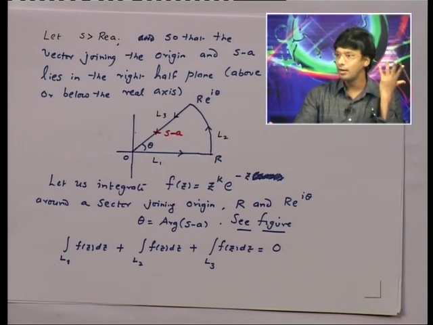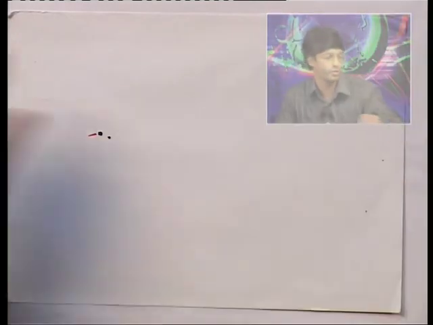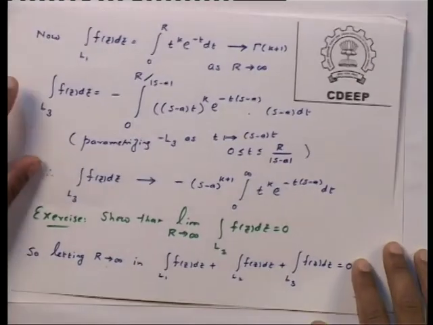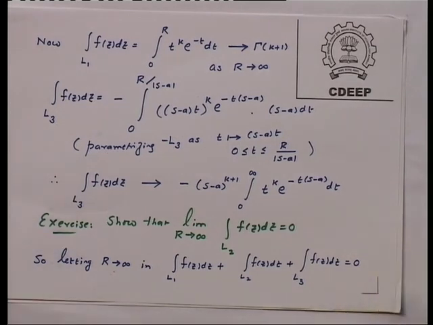Now, let us examine these three pieces individually. Integral of f z dz along L1 is integral 0 to r of t to the power k e to the power minus t dt. And as r goes to infinity, what happens? You get the gamma function, gamma of k plus 1, correct.